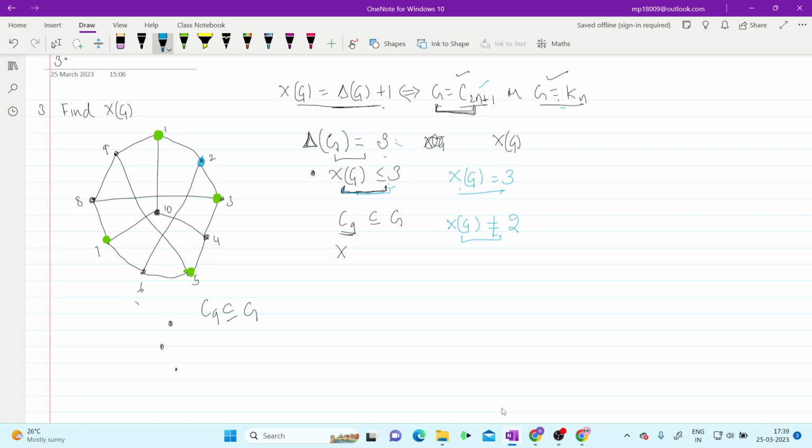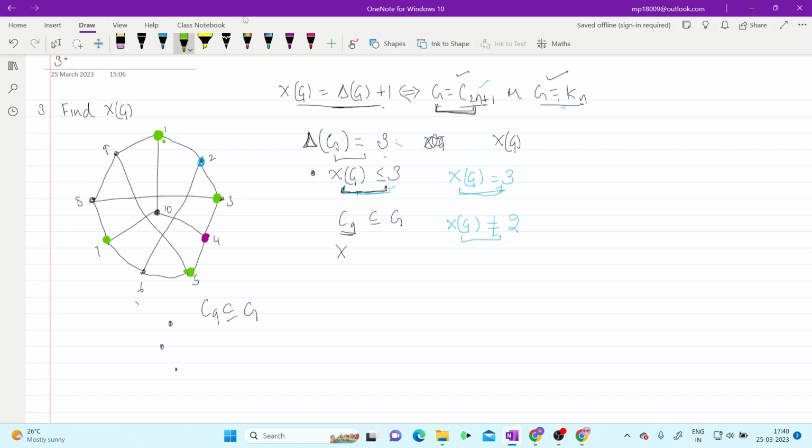So now we know that the chromatic number is 3. From our theorem, we know that the chromatic number is 3. Now we have to find the specific coloring with 3 colors. So first of all, we are coloring these odd cycles. We know we need at least 3 colors, so let's try to color this graph with 3 colors.